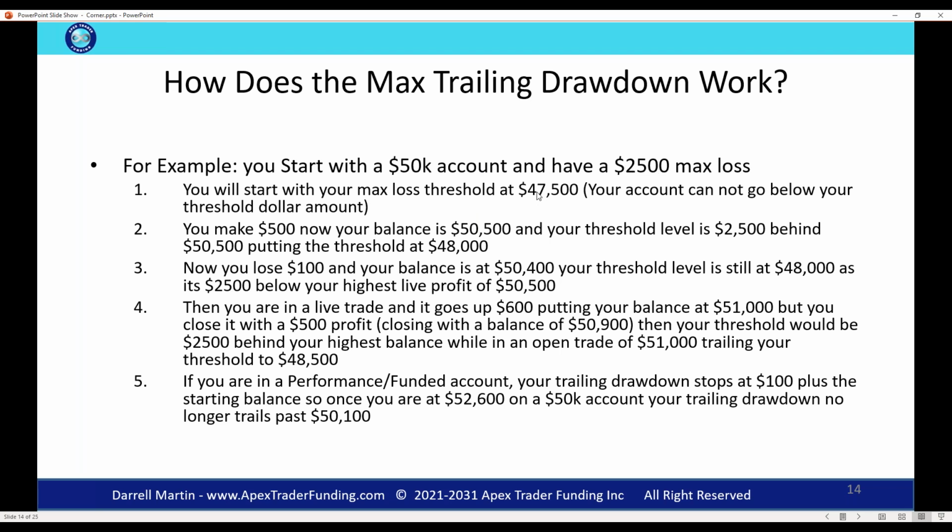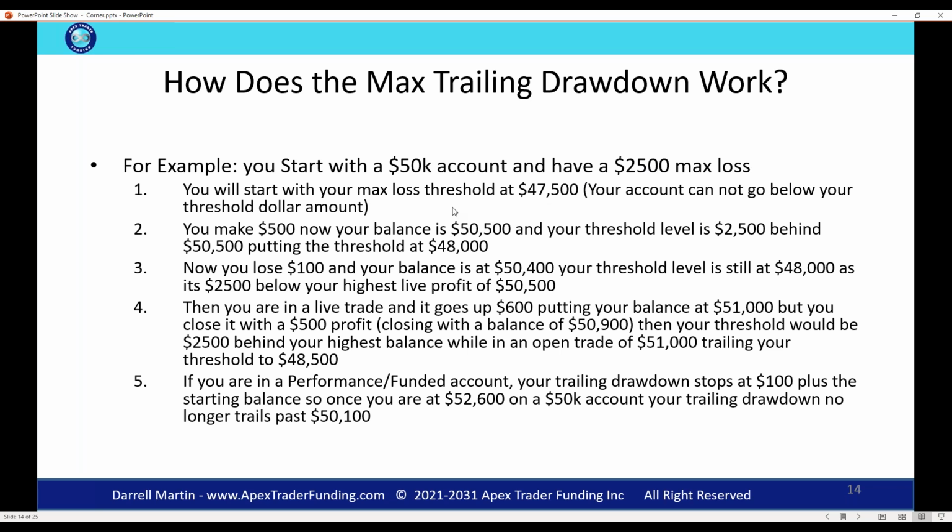$2,500 behind that, so $47,500. What that means is your account balance cannot go below $47,500, or you would blow the account, fail the evaluation. Easy enough, right? So you get in a trade, you make $500 in profit. Now your balance is $50,500. Your threshold is what? $2,500 behind that. It's a trailing threshold.